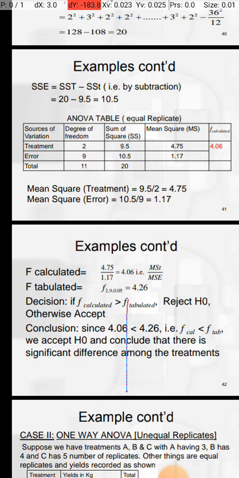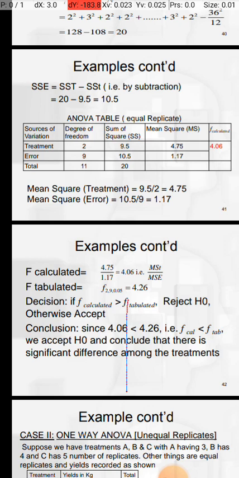So in this case, the F calculated is 4.06, but the F tabulated is 4.26. And for us to reject it, our F calculated must be greater than F tabulated. Now, since our F tabulated is greater than F calculated, that means we have to accept it. We can't reject it.